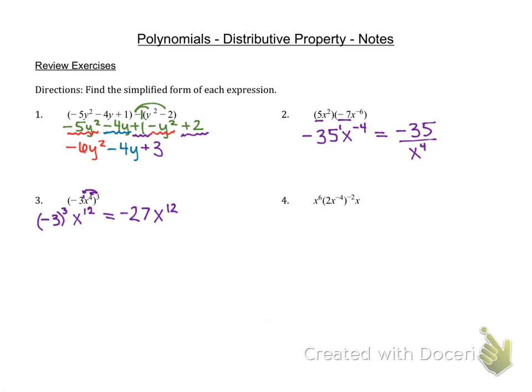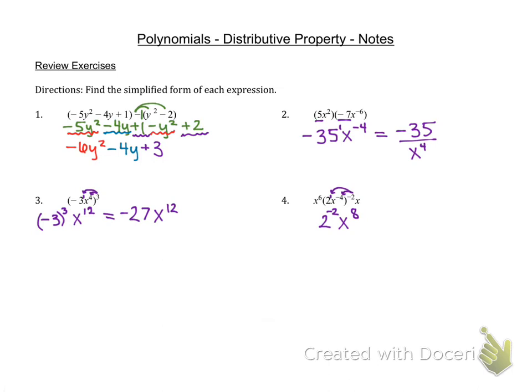For number 4, we have to do a couple of different things. First thing I'm going to do is I'm going to think of distributing that exponent to what's inside of the parentheses. So I have 2, and then to the 1 times negative 2 is a negative 2, and then I have x, and then negative 4 times a negative 2 is a positive 8.